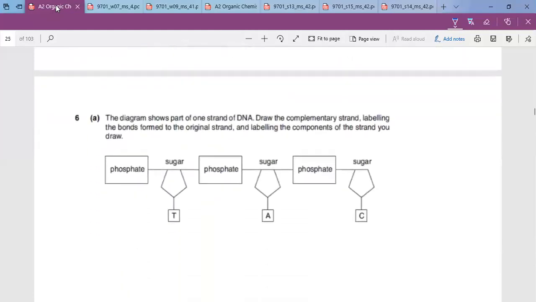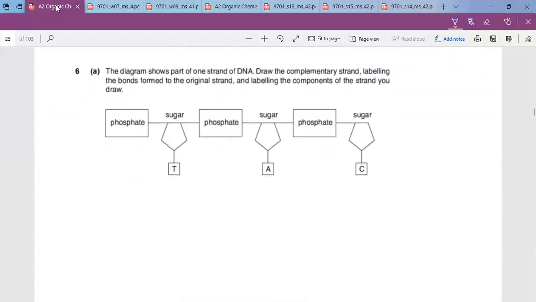Now these are questions. Another one here: the diagram shows one strand of DNA. Let's say this is the 5 prime end, and this is the 3 prime end. Now draw here. Of course, you draw the base first. The base first. It's easier to work backwards.